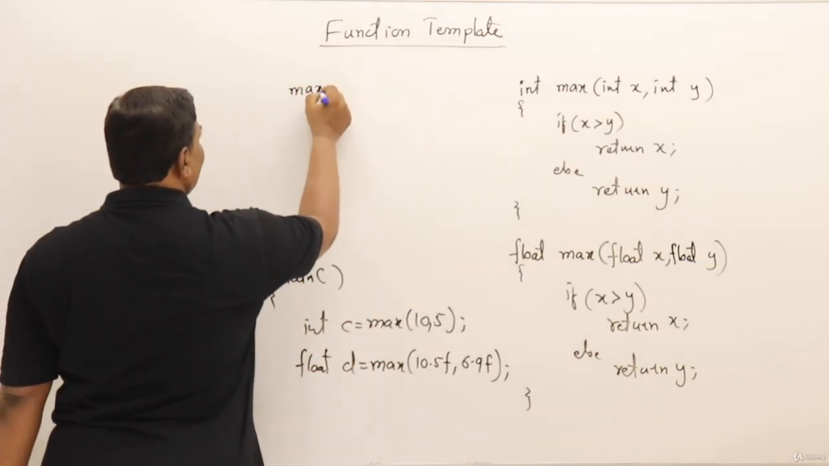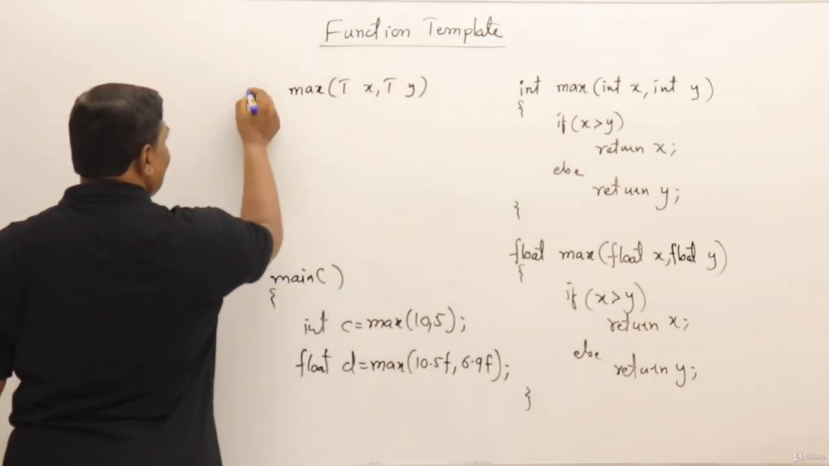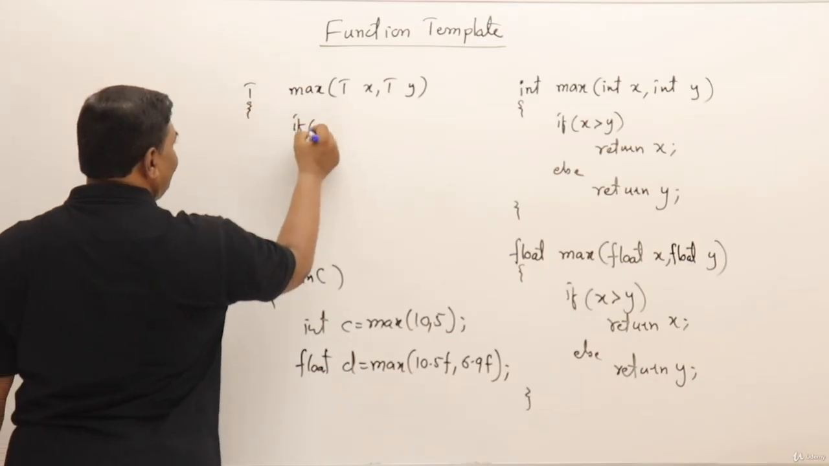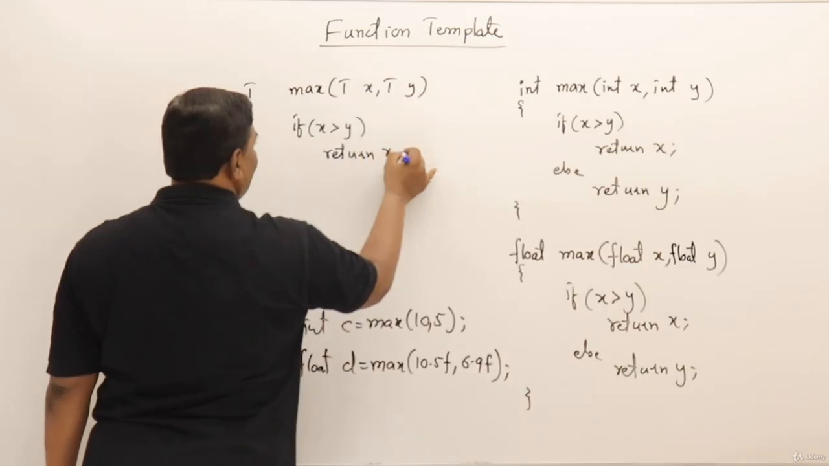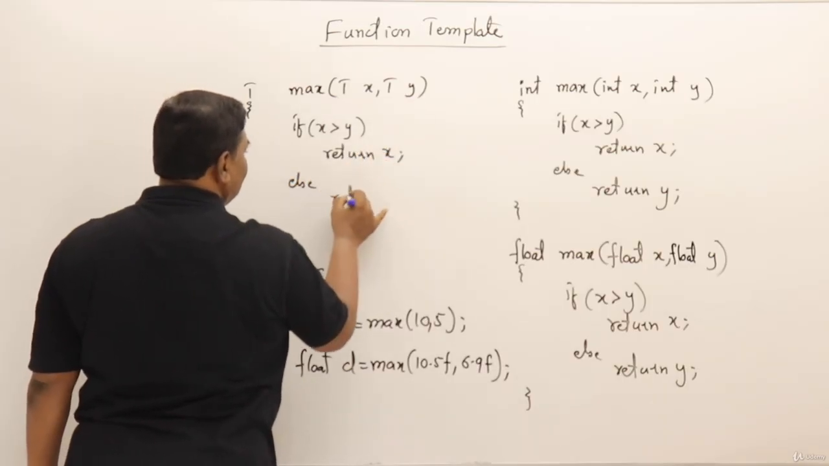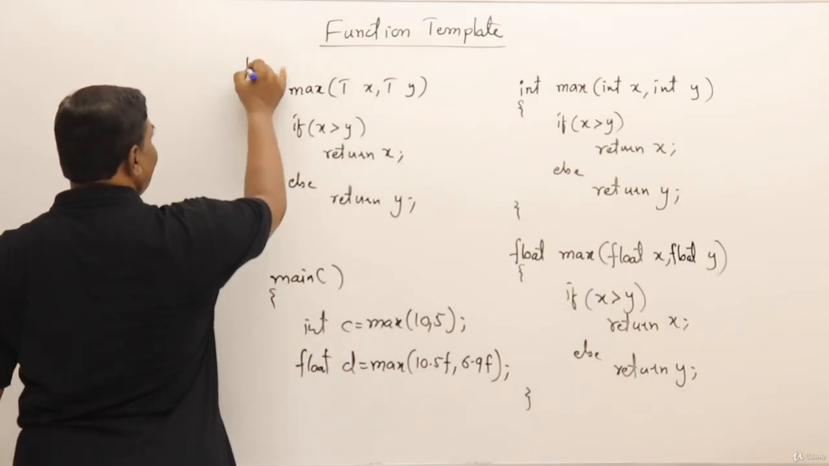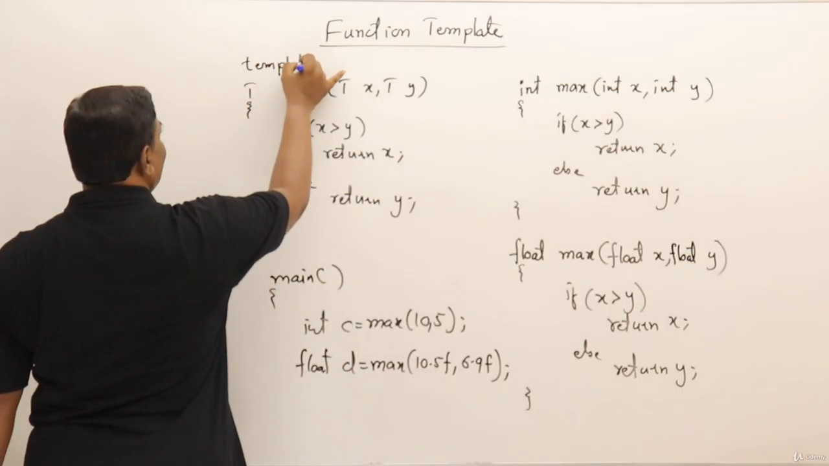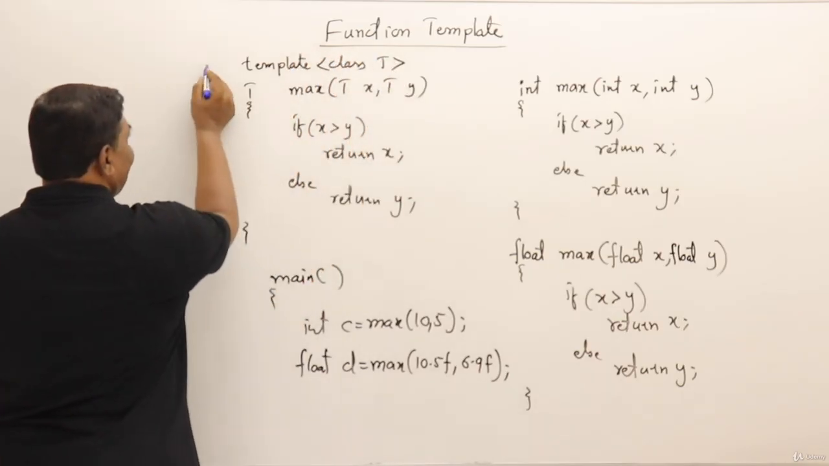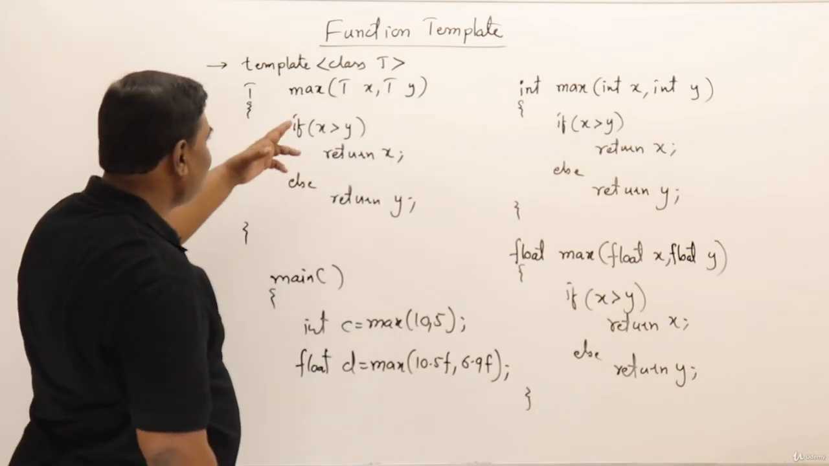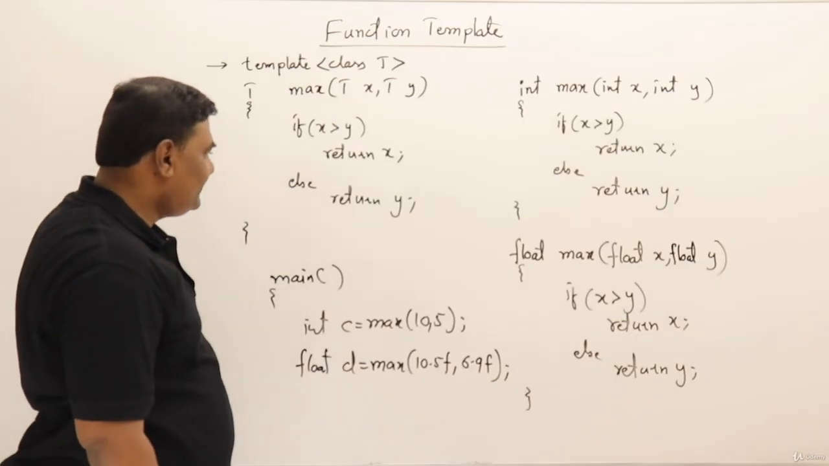So what I'll do is max, T template X and template Y. The return type is also template. If X is greater than Y, return X, else return Y. Then what is this T? So here I will define template class T. This is a definition of T which is defined as a class of type template. So now this T is a template class, so the function is a template function.